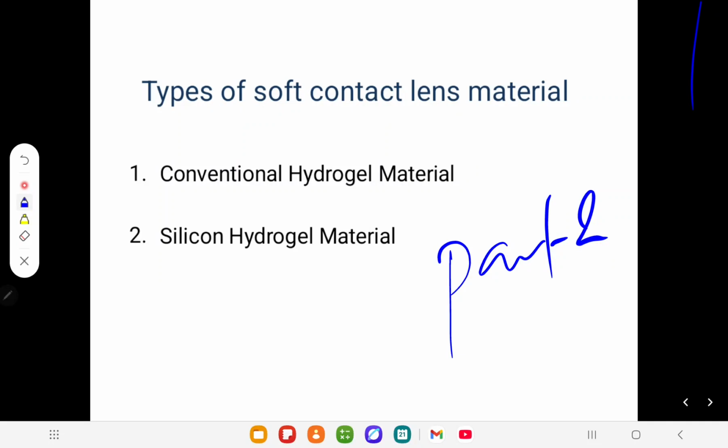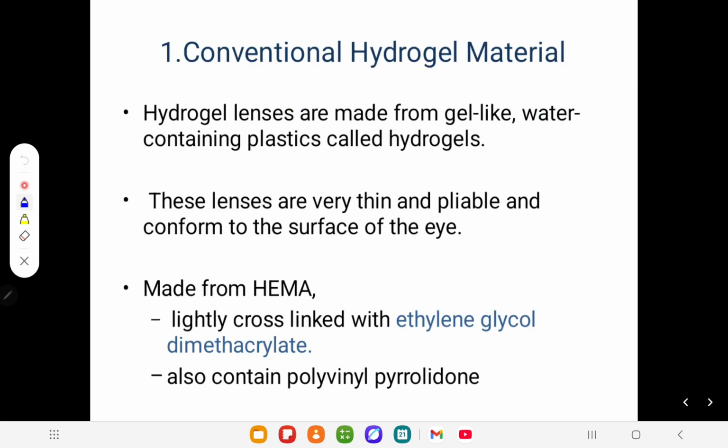Okay, let's start part two of soft contact lens material. We have already discussed a lot, and now we have to move on. Soft contact lens material generally means conventional hydrogel material and silicone hydrogel material. Nowadays, silicone hydrogel material has taken over the whole market, isn't it? Okay, fine. So, conventional hydrogel material.